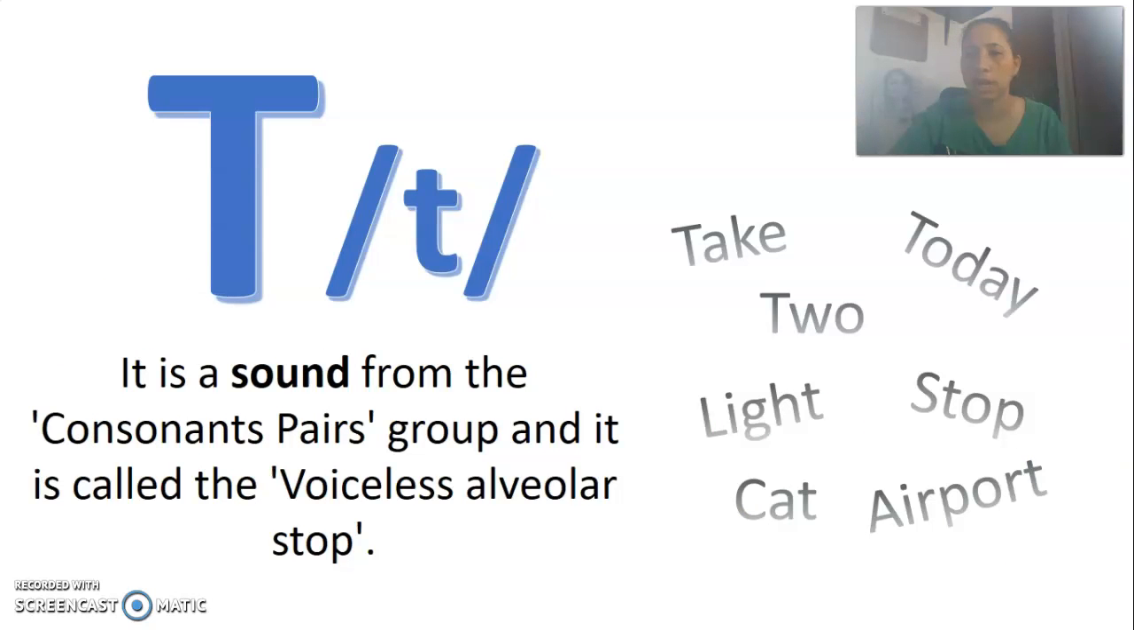The T sound is used to pronounce words like take, today, to, light, stop, cat, or airport, and much more. It is a sound from the consonant pair group, and it is called the voiceless alveolar stop.